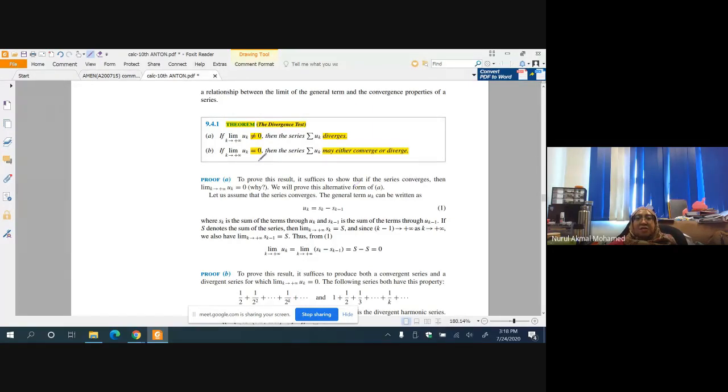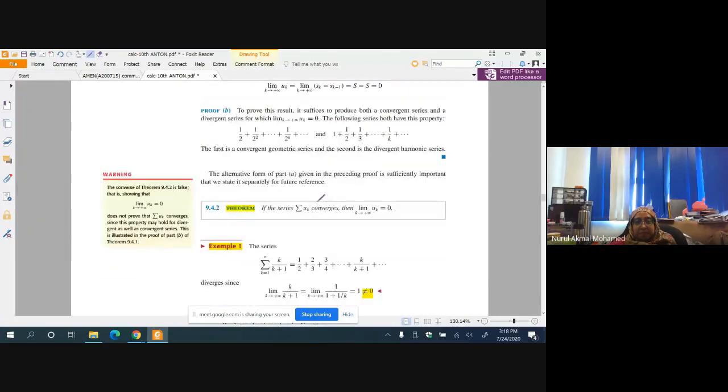If the limit is equal to 0, the series may either converge or diverge, so you cannot make a conclusion. You cannot make a conclusion when the limit of u_k is equal to 0. You can only make the conclusion when the limit of u_k is not equal to 0.